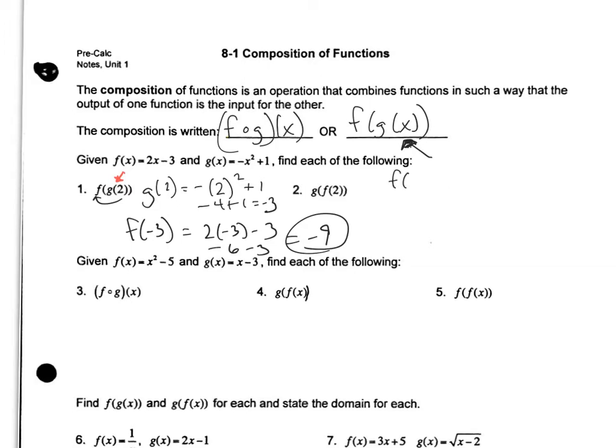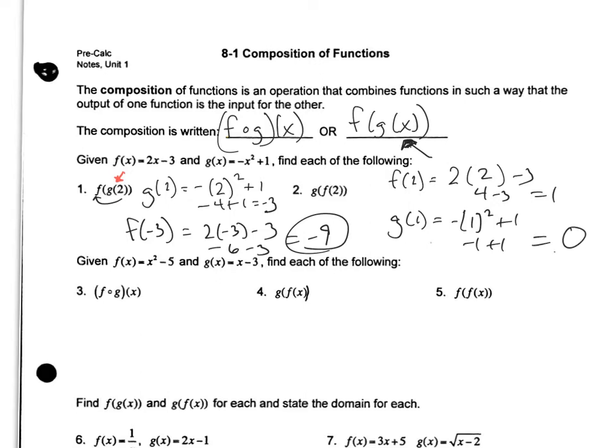On the second function, again, start on the inside, f of 2. And f says to take 2 times something minus 3, and we'll plug in the 2. 4 minus 3, and we get a 1. Now we're working our way out, and we're going to do g of 1. And this says opposite of 1 squared plus 1. So we get negative 1 plus 1, which of course is 0.